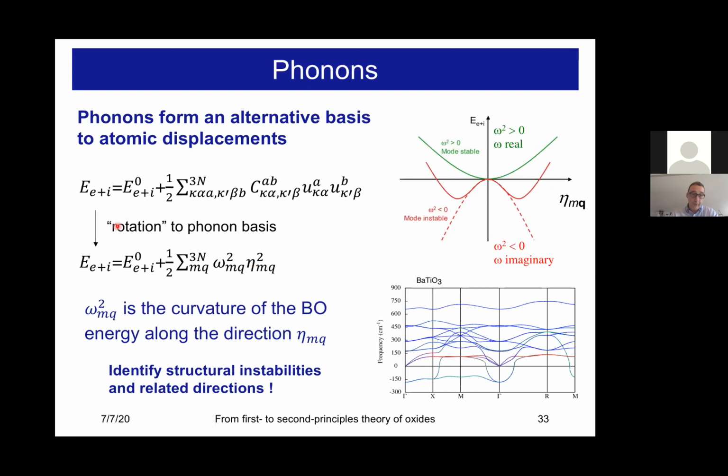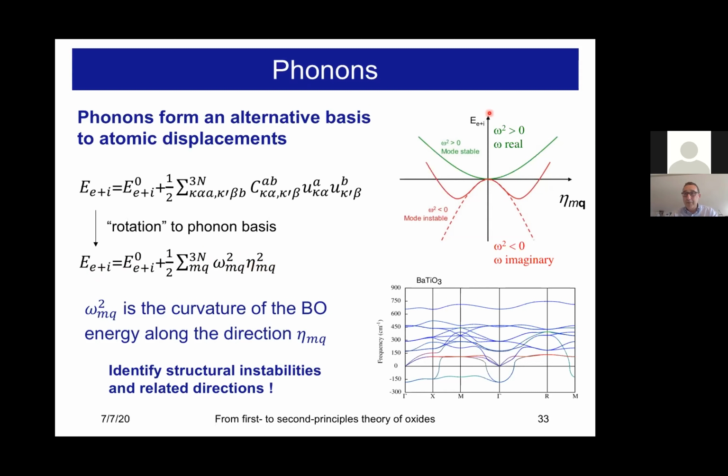And if you do that, you write it in this way, you see that while here different atomic displacements were coupled together, here you get a set of independent harmonic oscillators. That's what allows you later to introduce the concept of phonon. But what is very interesting in this expression is that when you work in the basis of the phonons, you see that the omega square here, the phonon frequency square, corresponds basically to the curvature of the Born-Oppenheimer energy along the path of distortion defined by the phonon eigenvector.